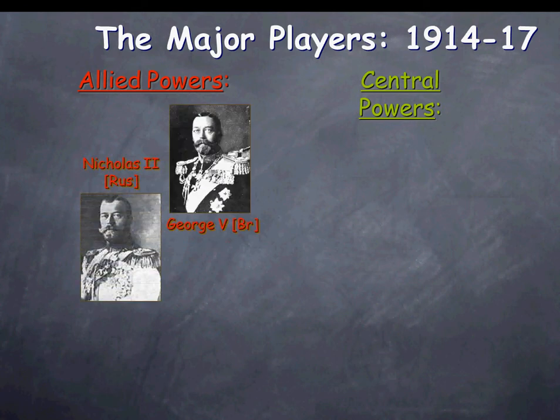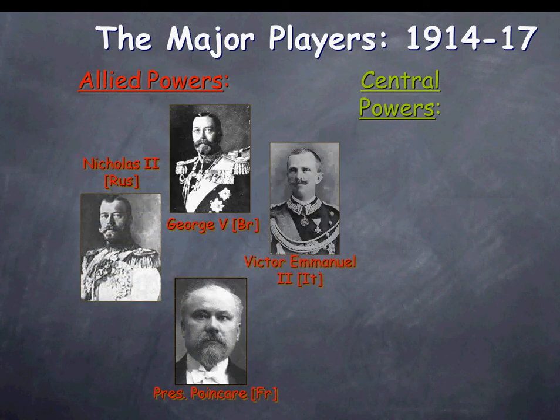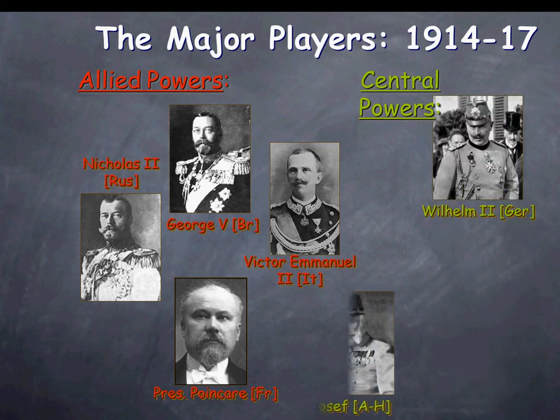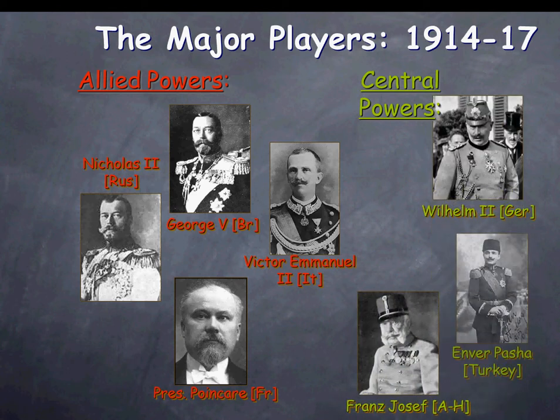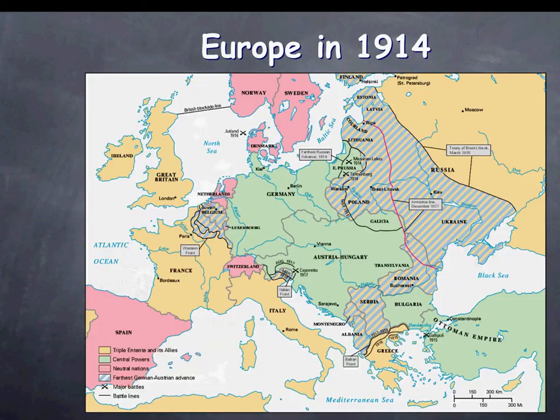I. Here were some major players, some of the royal families that were involved. Probably not going to have to know this for the AP exam, but these were some of the people: Nicholas II, George V, Victor Emmanuel, and so forth on the Allied side. Wilhelm II, the Pasha, Franz Joseph. Not that you're going to have to remember, but those are some of the leaders at the time.